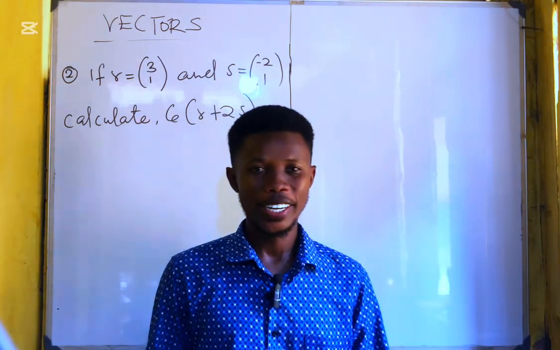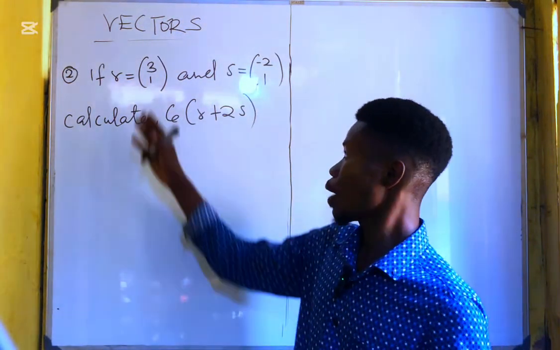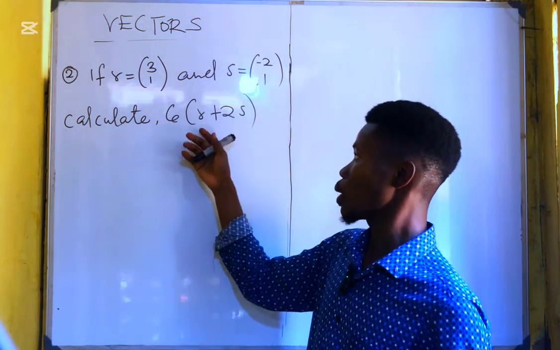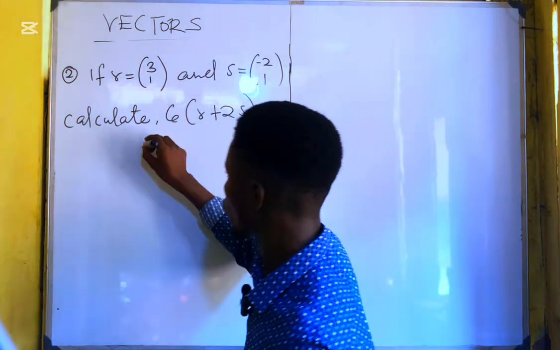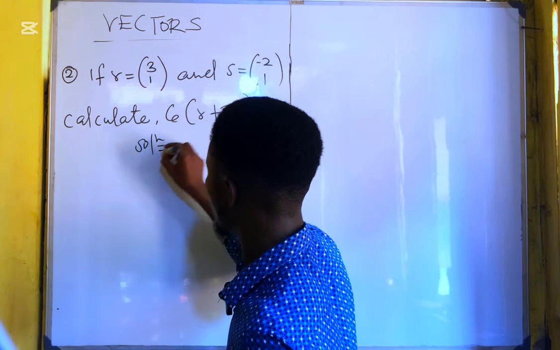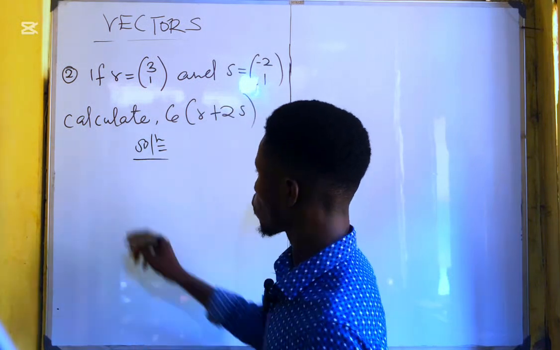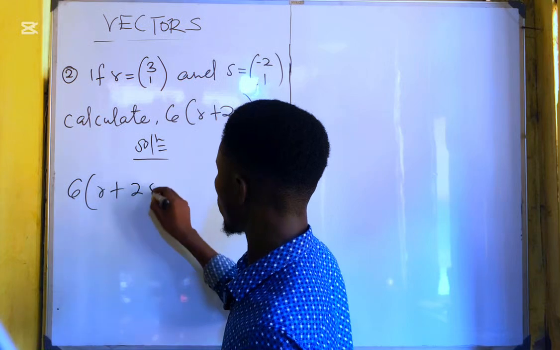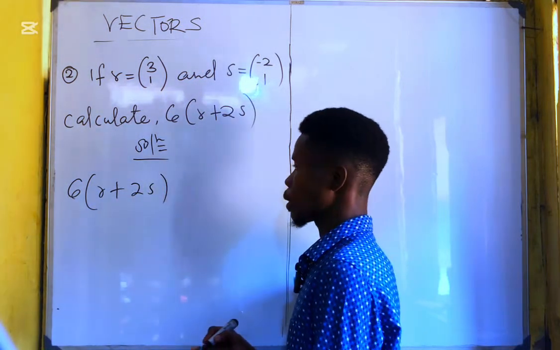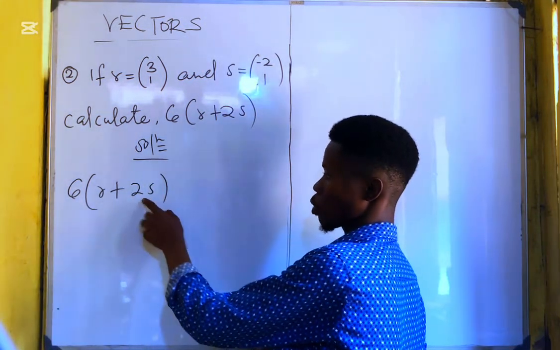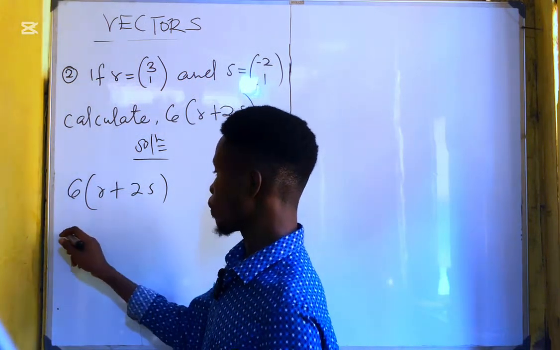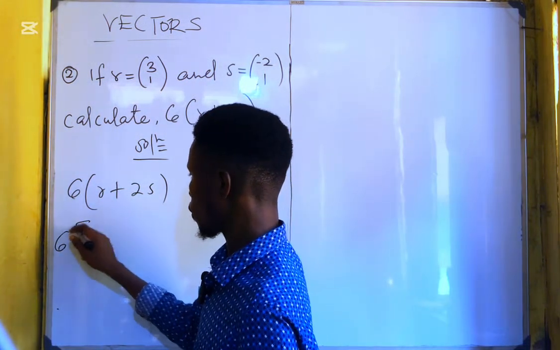Now let's look at example number 2. If r equals 3, 1 and s equals negative 2, 1, calculate 6 bracket open r plus 2s. What this means is that this 6 is multiplying this, also multiplying this, so it becomes a scalar. So let's maintain our 6 outside.